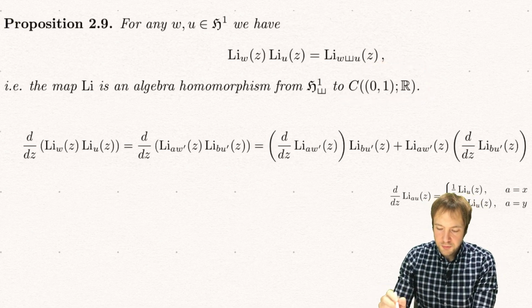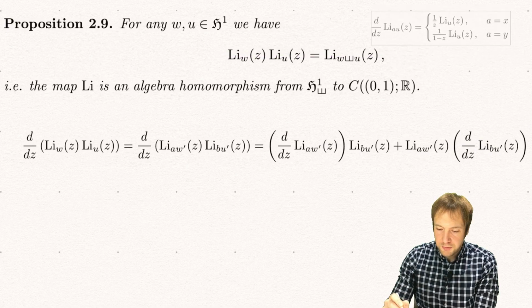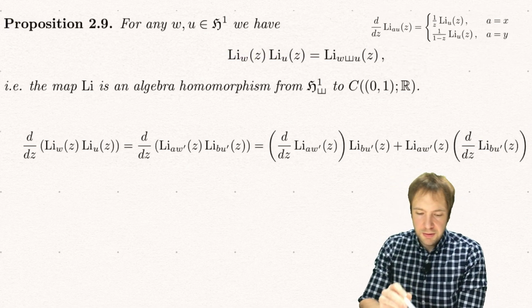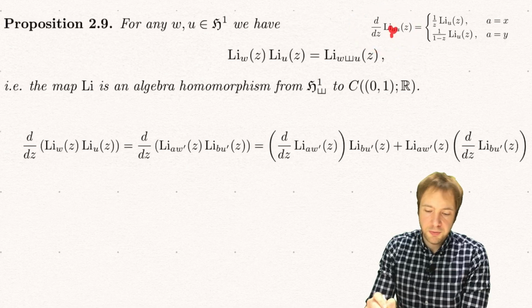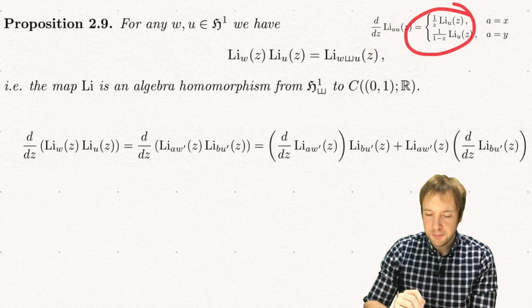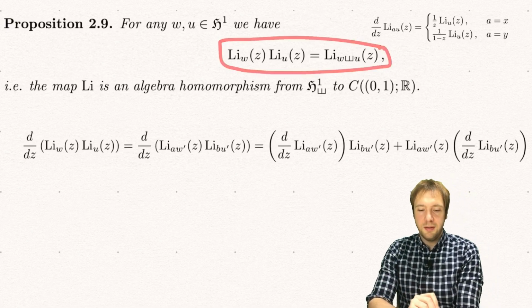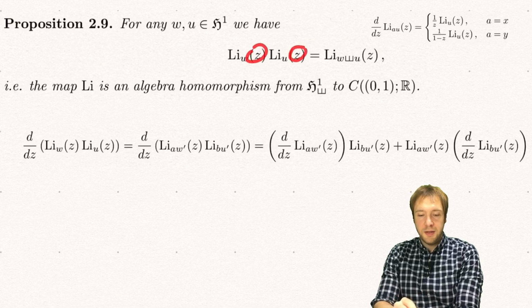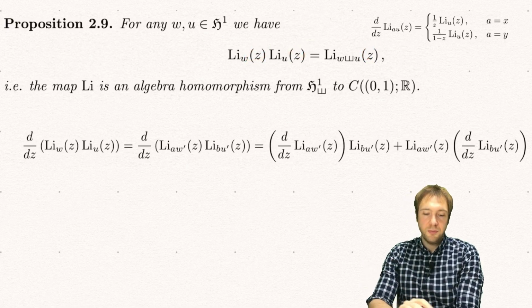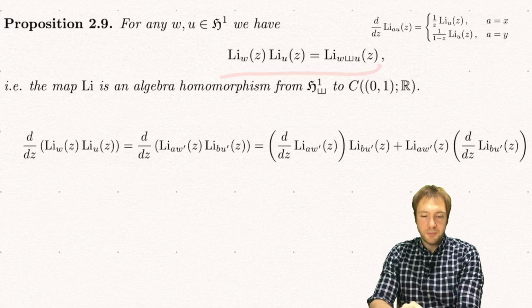And the way to prove this is by using our lemma again. The statement of the lemma was this one here: if we take a derivative with respect to z, then depending on the first letter of the word, we get something like this. So what we want to show now is that these two sides have the same derivative, and then since both sides vanish as z goes to 0, they are actually equal.